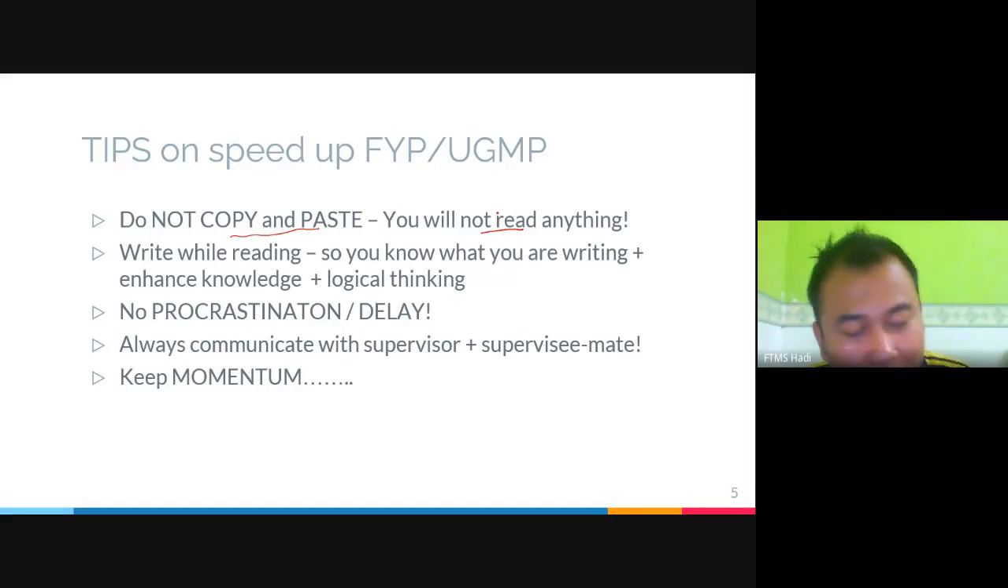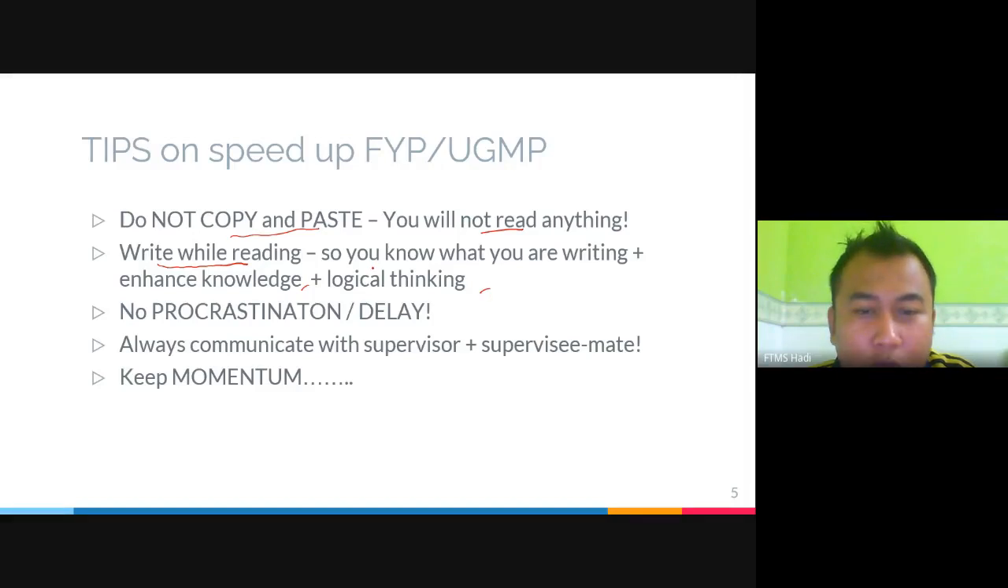Because why I'm concerned about this one, because it will lead towards you taking the wrong information. You taking the wrong information means that the literature is wrong already. So that's why you need to read while you are reading. While you are typing something and then reading, automatically you get something in your mind, in your brain, so you know what you are writing, and you enhance your knowledge and you get something on it.